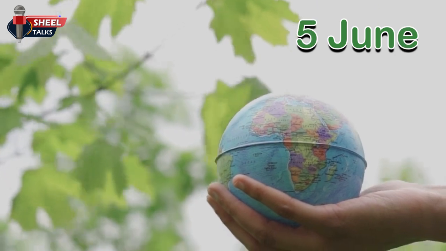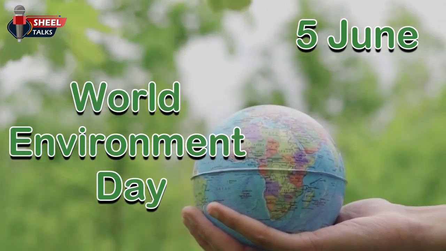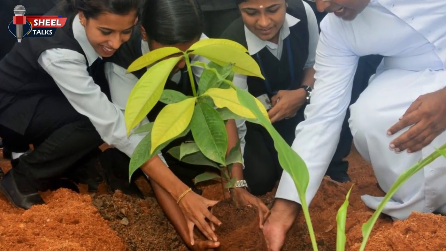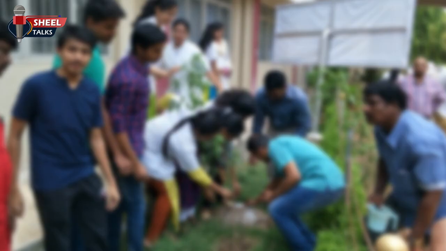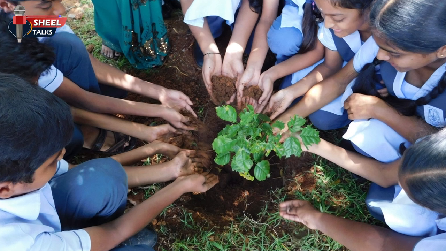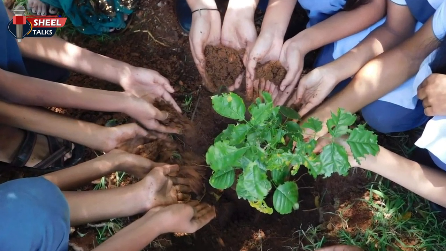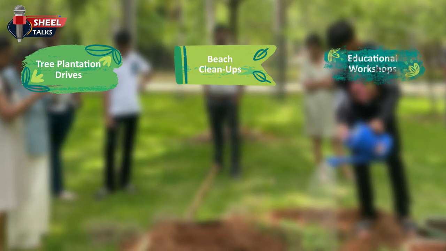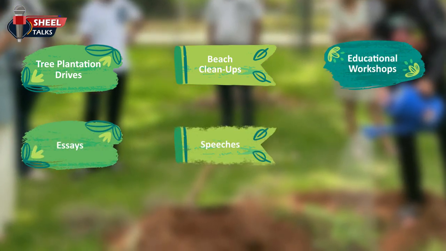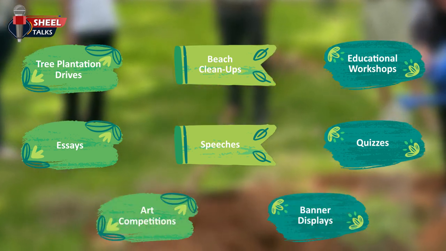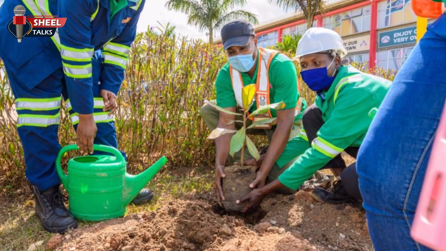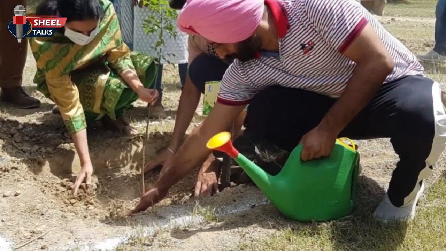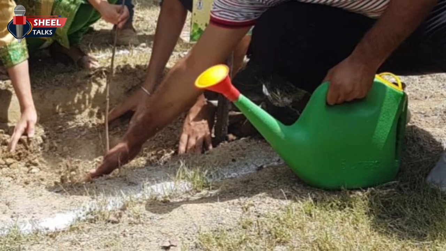Every year on June 5th, World Environment Day is held to help reduce these types of issues. The main goal of World Environment Day is to increase awareness among all people towards the environment. On this day, a variety of environmental activities are organized in different locations, including tree plantation drives, beach cleanups, educational workshops, essays, speeches, quizzes, art competitions, banner displays, etc. These efforts aim to raise awareness about environmental issues among people, encouraging them to adopt practices that do not harm the environment.